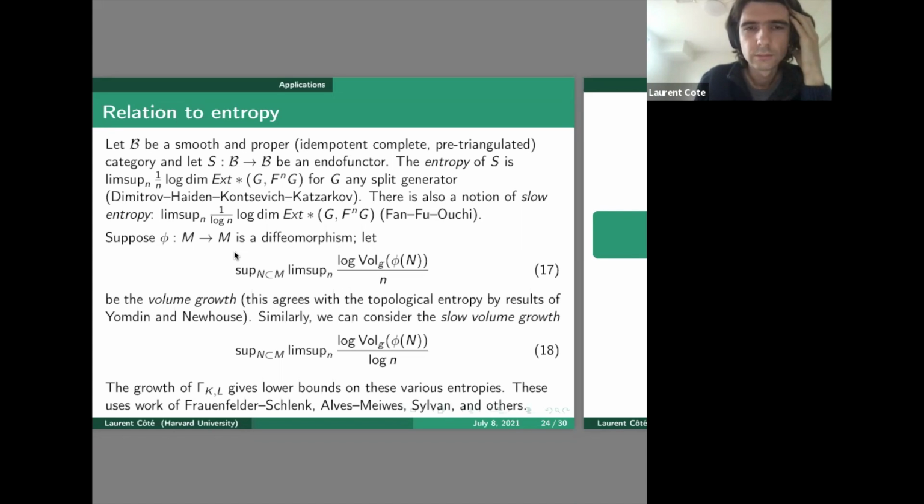So the starting point is that you fix a smooth and proper category B, and let's also assume it's idempotent complete and pre-triangulated. And you fix your favorite endofunctor. And now the entropy of this endofunctor is essentially the growth of the dimension of Ext as you iterate applying this. Okay, sorry, this is ridiculous. There are two typos in this slide.